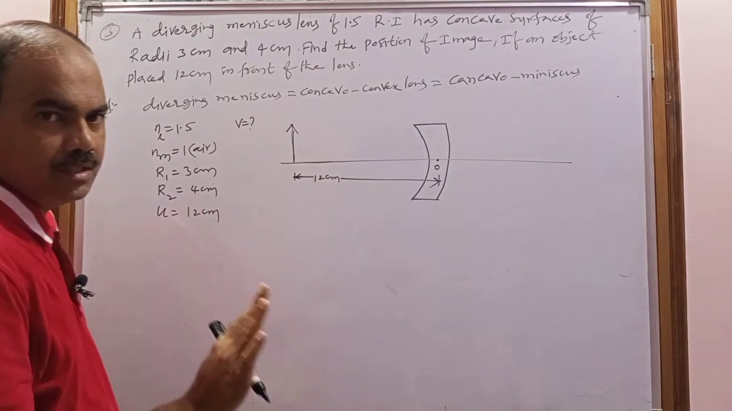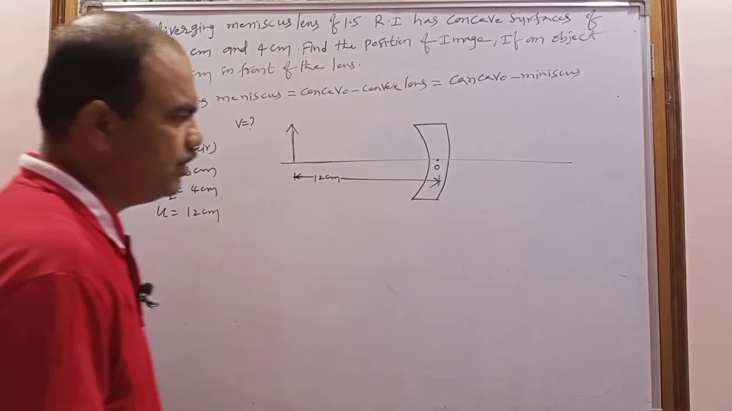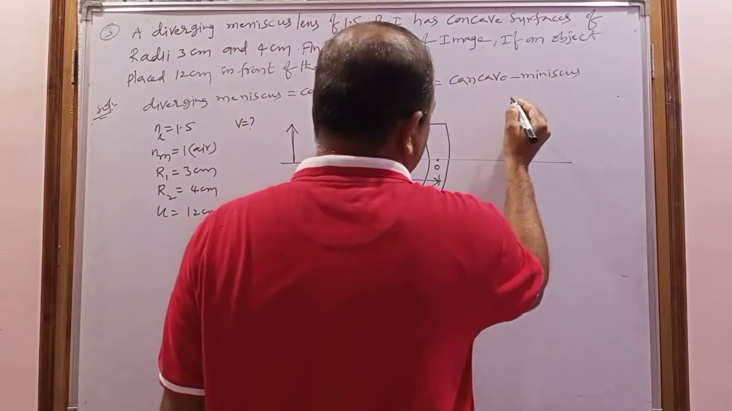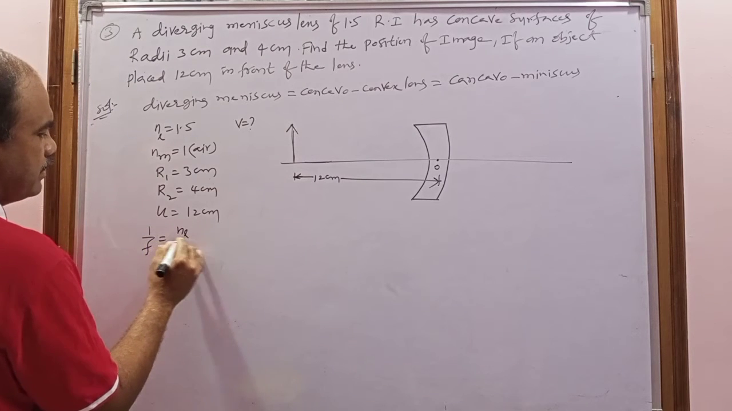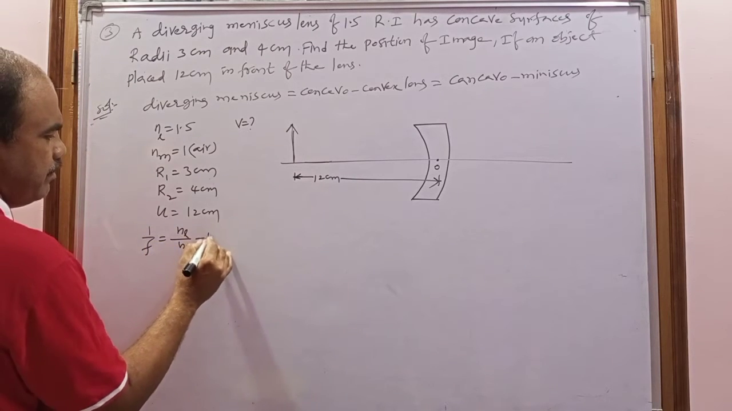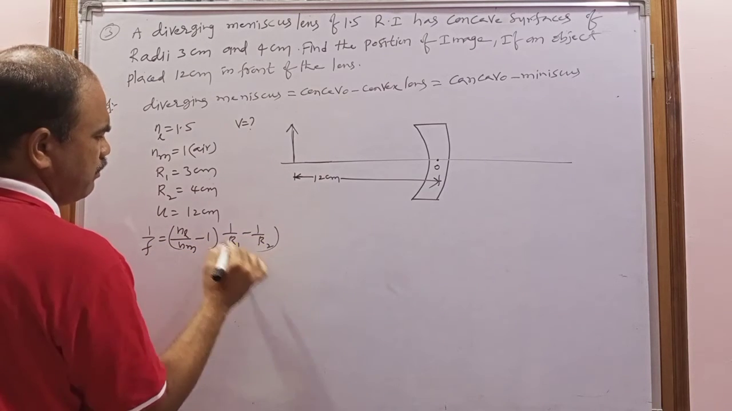To find the image distance, the focal length is not given. But how can you solve the problem? Already you know that. So what is the lens maker formula? The lens maker formula is 1 by f equal to refractive index of lens by refractive index of the medium minus 1 into 1 by R1 minus 1 by R2. This is only one form.